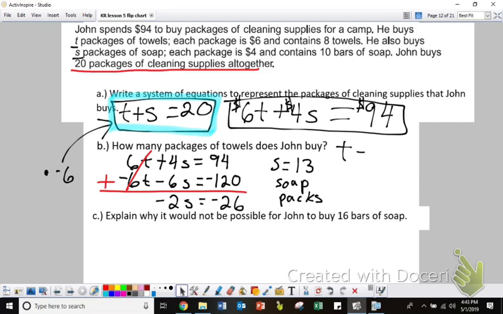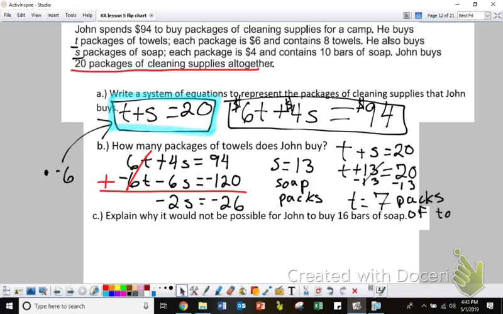So t plus s equals 20. Well, s is now 13. So t plus 13 is equal to 20. If you need to, subtract 13 from both sides, and you get t is equal to 7. That's my answer. He's going to buy 7 packs of towels, and we should probably put that. Packs of towels.